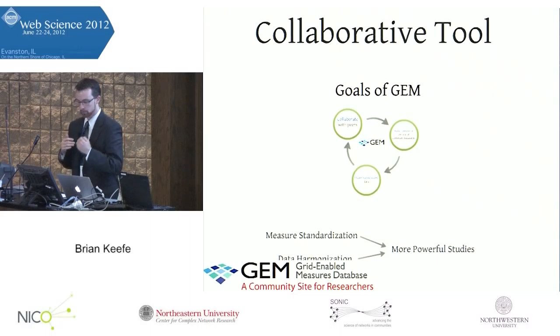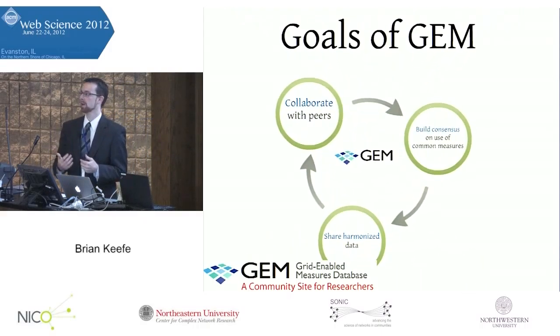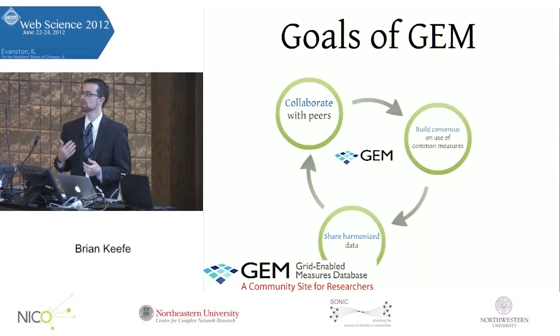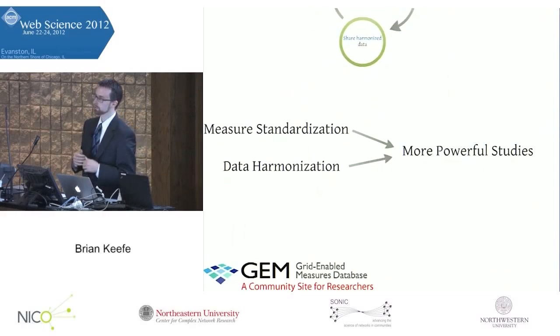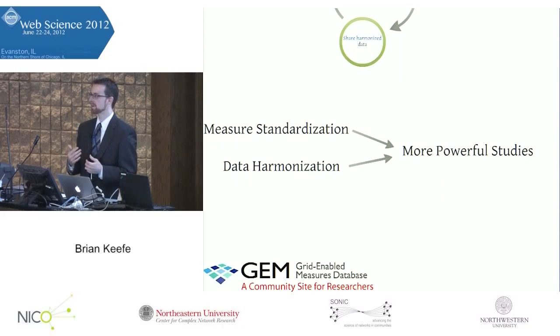Now, GEM is also a collaborative tool. It's a virtual space for researchers to find, add, edit, and rate measures. So the goal of GEM is to provide a space where researchers can collaborate with their peers, build consensus on the use of shared measures, measure standardization, as well as sharing harmonized data stemming from the measure standardization process. So our idea is that measure standardization and data harmonization will lead to more powerful and robust studies as well as prospective meta-analyses.